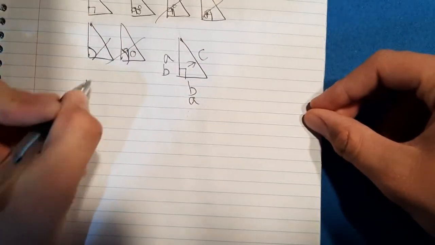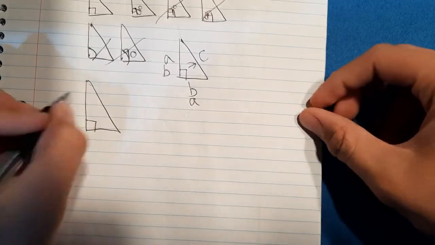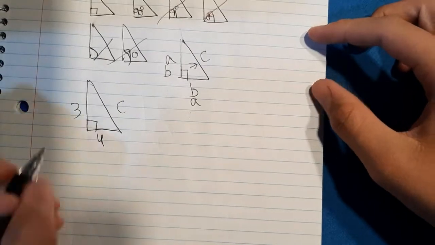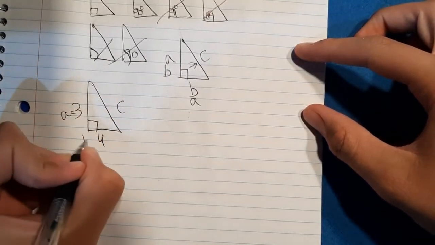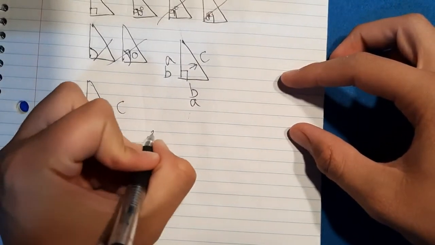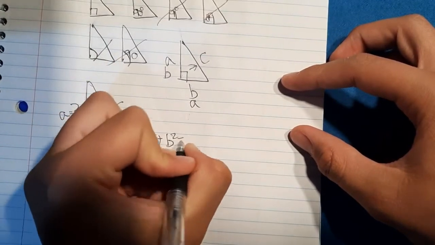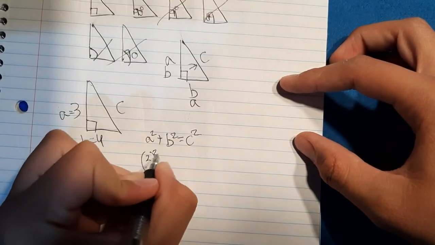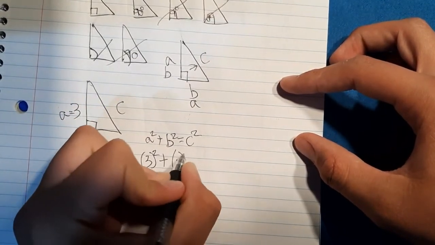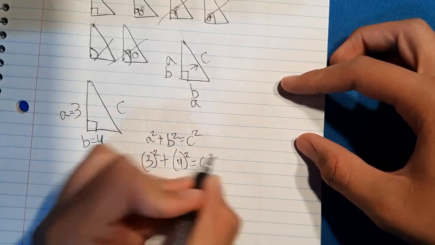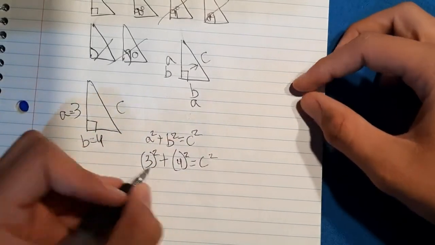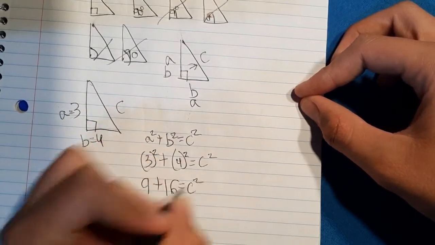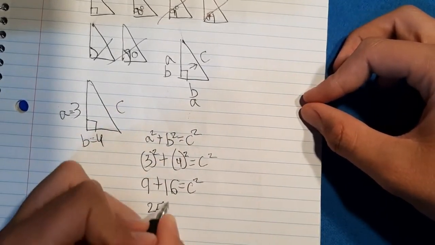So if we got a problem like this, right? And this side's 3 and this side's 4. Basically, what we can do is we know this side's going to be C. Then we can make this equal to A and this side equal to B, okay? A squared plus B squared equals C squared, okay? And then we can just substitute it in. So 3 squared plus 4 squared equals c squared. That's because b is 4, a is 3, because that's how we assigned it. 3 times 3 is 9, plus 4 times 4 is 16, equals c squared. And then we add them together. That gets 25 equals c squared.